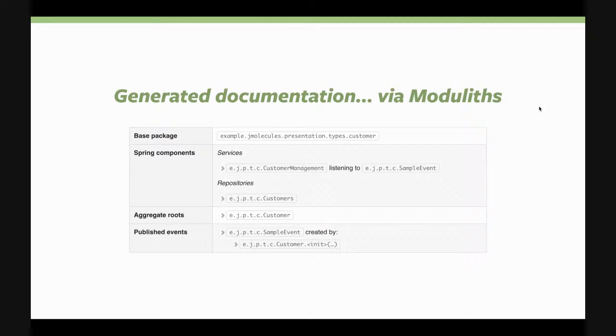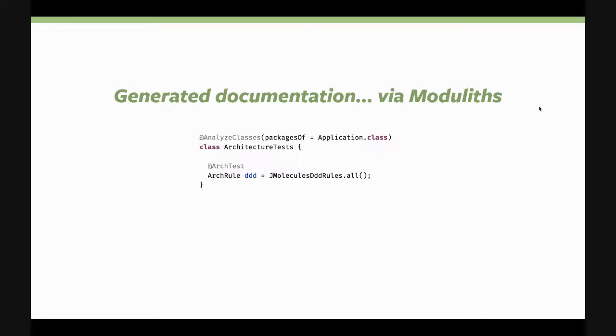Spring configuration properties is a slightly different beast here, and that's why I don't have them in the slides. But you'd get those rendered as well in case you're living in a Spring Boot world. How do you actually generate that?